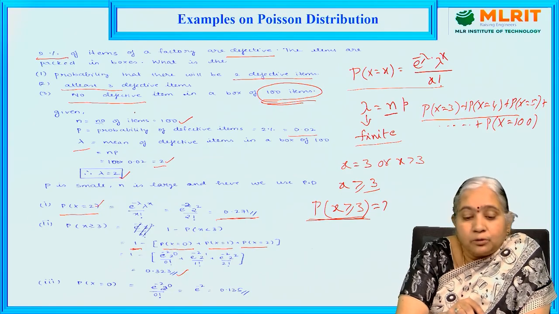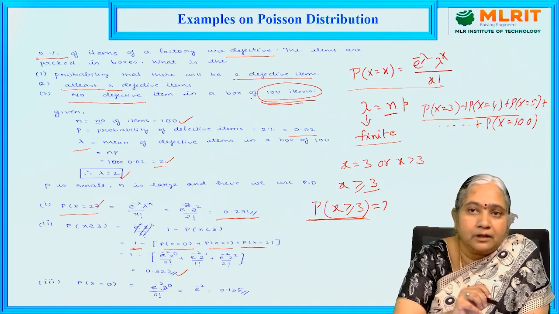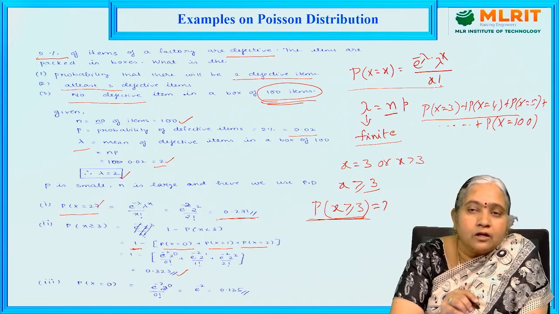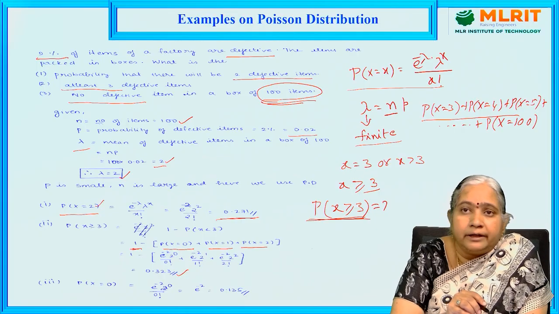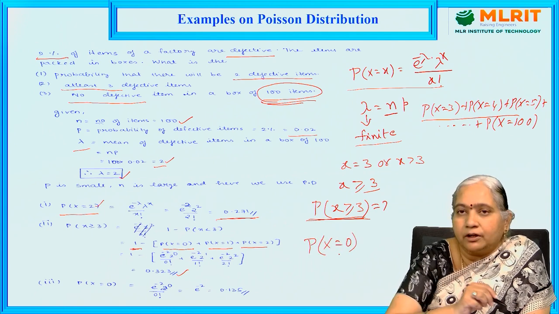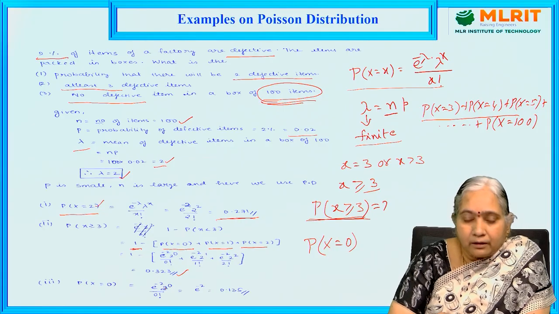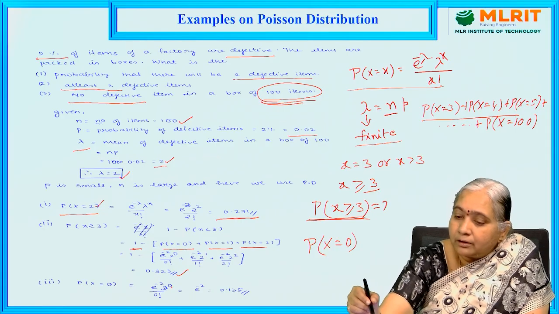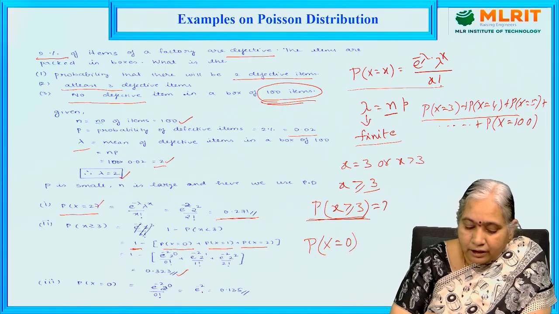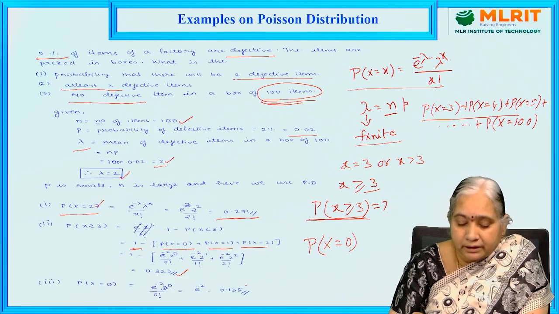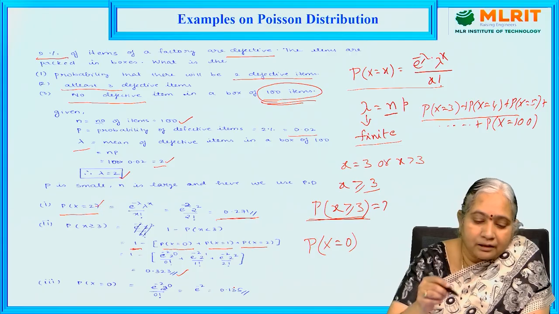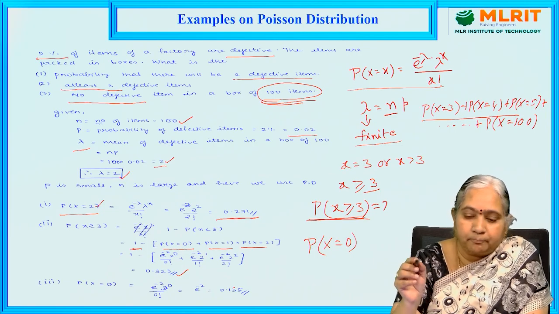The last question is no defective item in a box of 100 items. That means all 100 items are good items, no defective item. So no defective means x takes the value x equal to 0. X equal to 0 means no defective item. So we find simply e power minus 2 into 2 power 0 by 0 factorial, where 0 factorial is 1. So e power minus 2, the probability is 0.135. So 13.5% chances are there that the box contains no defective item.